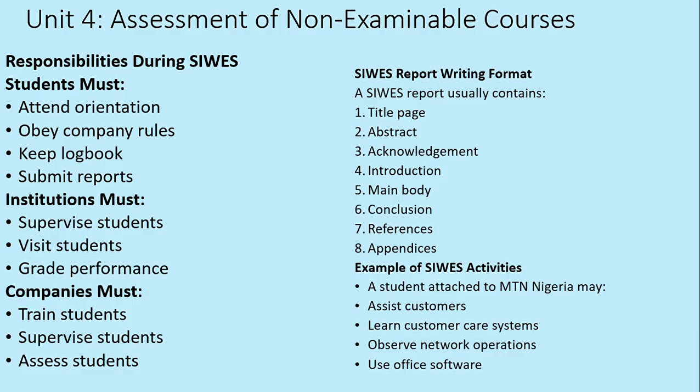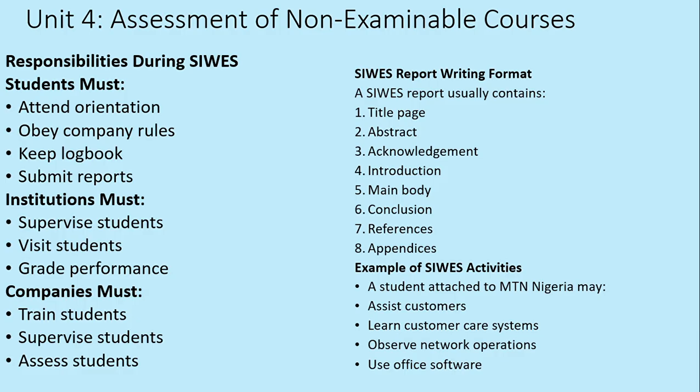Then let's go to the CWS report. After the logbook, a CWS report must be done. You must do a CWS report that must be submitted along with your logbook. So there's a format for that. A CWS report must contain a title page, abstract, acknowledgement, introduction, main body, conclusion, reference, and appendix. So this is how to write a CWS report.